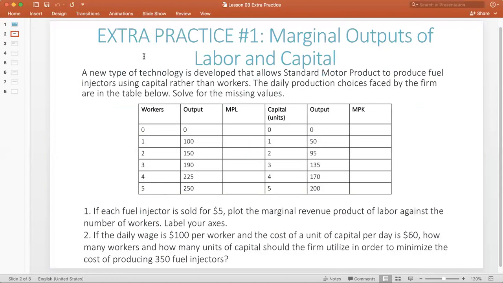Question 1 has to do with marginal outputs of labor and capital. It says a new type of technology is developed that allows Standard Motor Products to produce fuel injectors using capital rather than workers. The daily production choices faced by the firm are in the table below. Solve for the missing values. We're going to have to fill in this table and then analyze it.